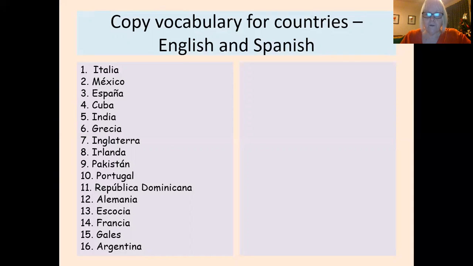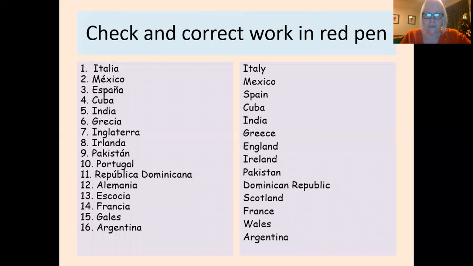Okay, hopefully now you've got 2 lovely lists, English and Spanish, of countries. Moving on, here are the corrections, so you can check and correct your work in red pen, please, if you've got any of those wrong. Just watch out for the accents on number 2, number 9, and number 11.